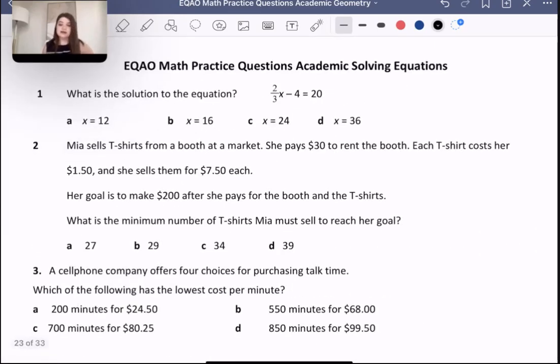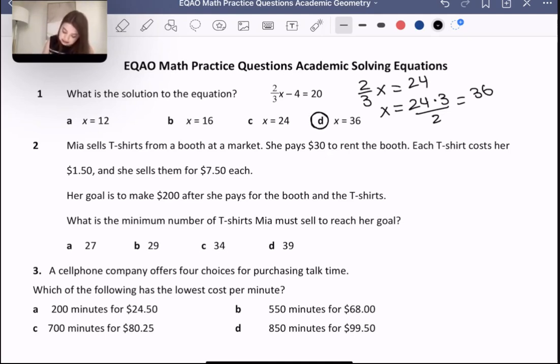The first question says, what is the solution to the equation 2 over 3x minus 4 is equal to 20? So how do we solve this? Well, we're going to add 4 to both sides to get 2 thirds x is equal to 24. And then we're going to cross multiply the 3 up and the 2 down to get that x is equal to 24 times 3 divided by 2, which is going to end up being 36. Okay. And so therefore, x is 36 is the solution, and that's D.